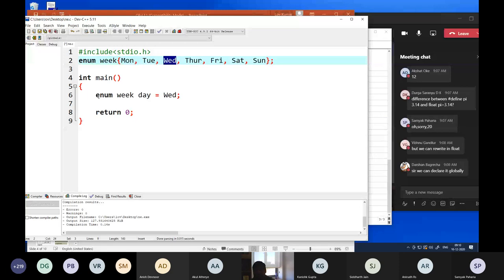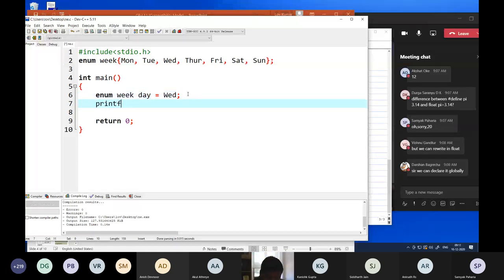So, we are going to create one variable of type enum week. This is a data type, same like int. Here we are writing enum week day. And if you are writing Wednesday, and after that, if you are going to print the value, printf percentile d, comma day, then it will print the value 2. 2 means this one is 0, 1, 2. So basically it is used to assign some constant value.